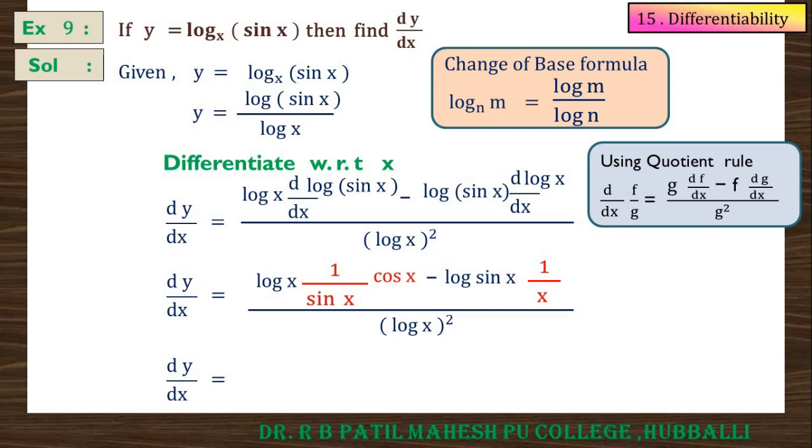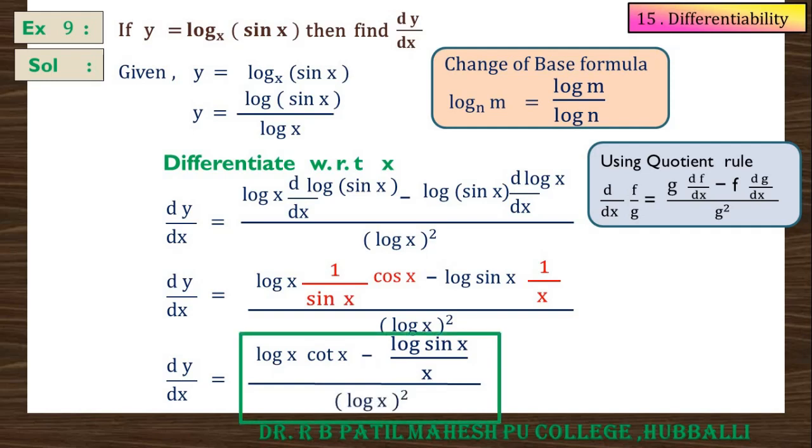dy by dx is equal to, now cos x divided by sin x means cot x. The remaining, write it as it is: log sin x divided by x, whole divided by log x whole square. So this is the derivative of the given function. I hope you understood. If the base is a number, we directly write the derivative. If the base is not a number, if it is any function, then we first have to apply the change of base formula, then differentiate using the rule. I hope you understood, students.